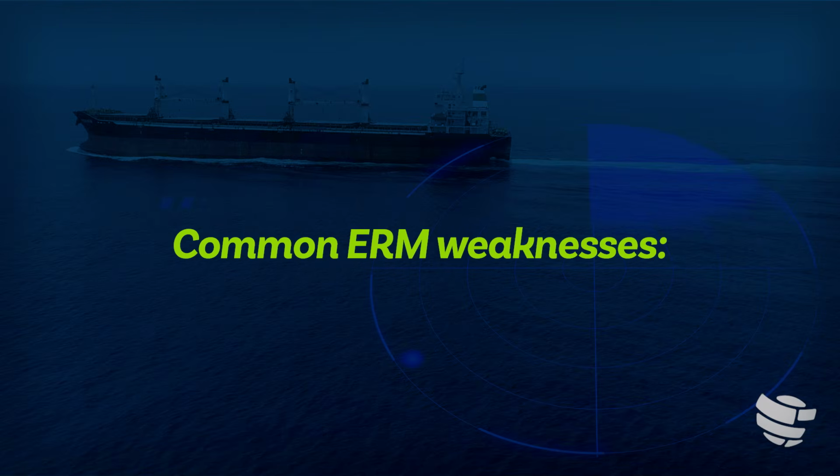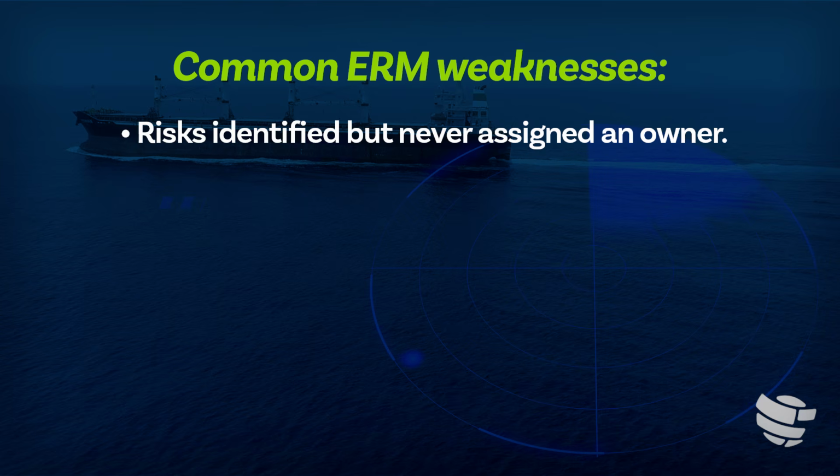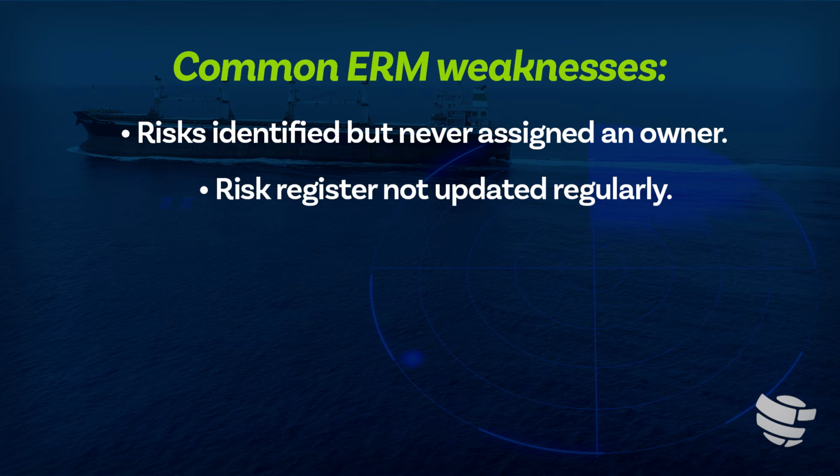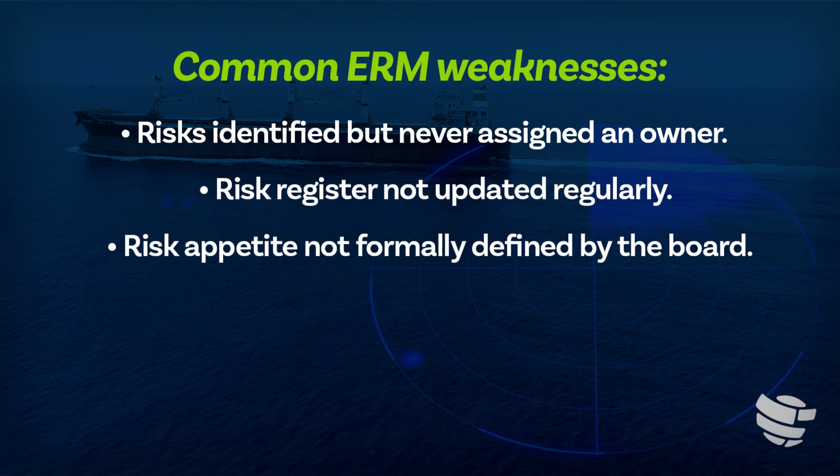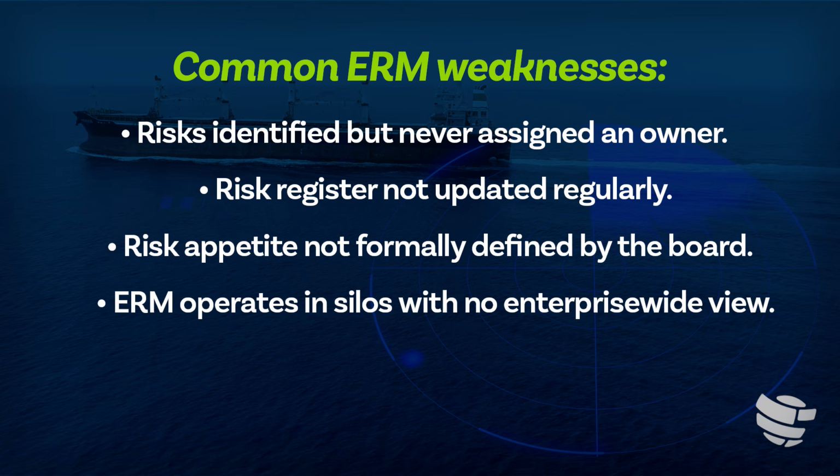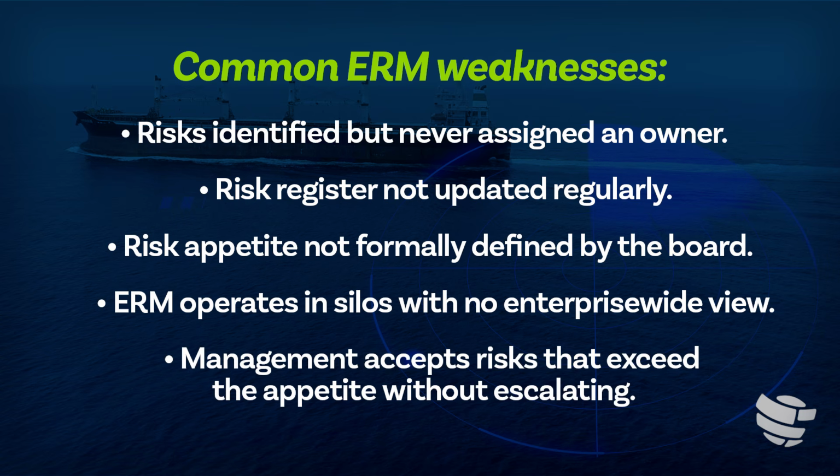Here are some common ERM weaknesses to watch out for. Risks identified but never assigned an owner. A risk register not updated regularly. Risk appetite not formally defined by the board. ERM operating in silos with no enterprise-wide view. And management accepting risks that exceed the appetite without escalating. That last one carries real weight. Standard 11.5 of the Global Internal Audit Standards requires the chief audit executive to communicate unacceptable levels of risk. If management isn't escalating, internal audit may need to.